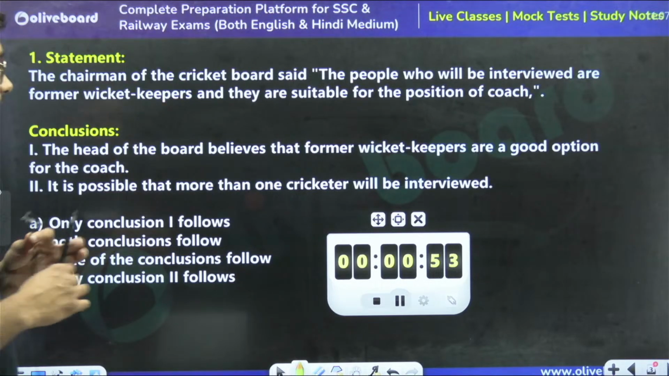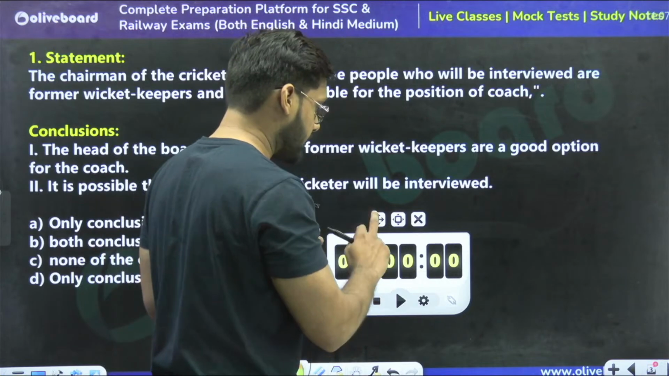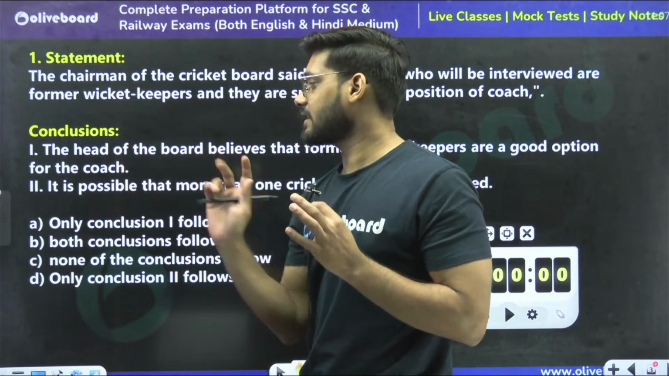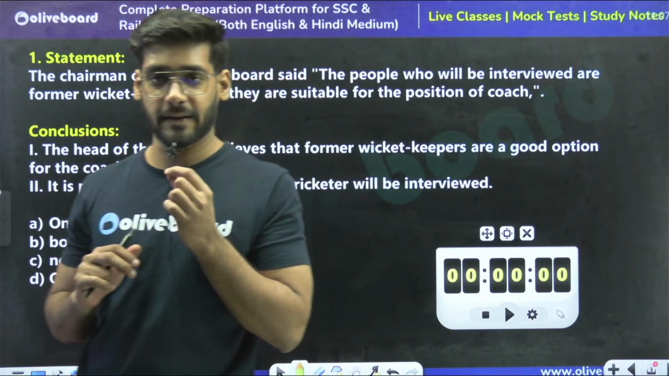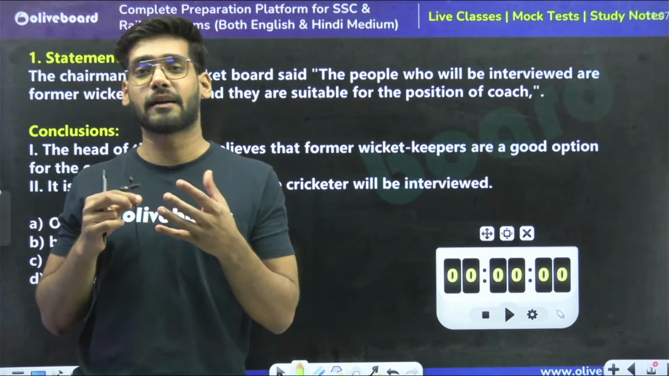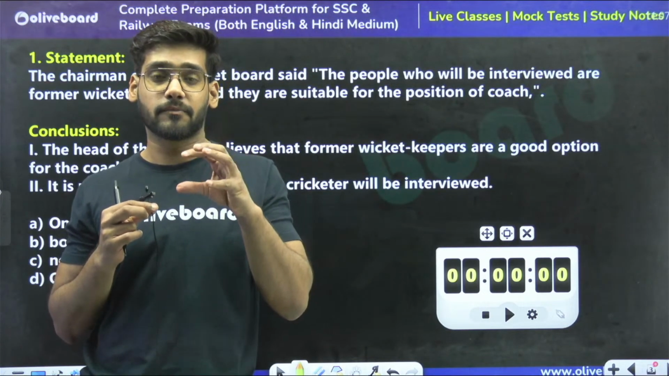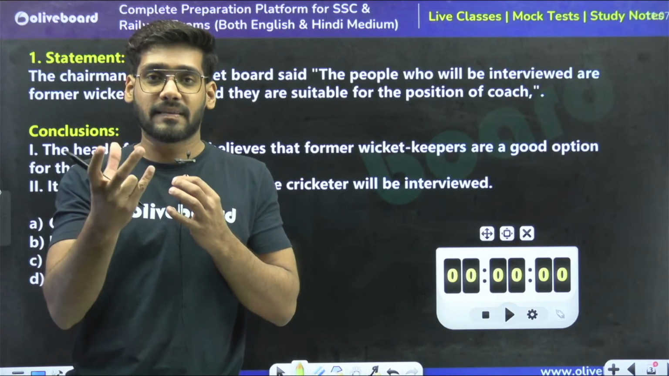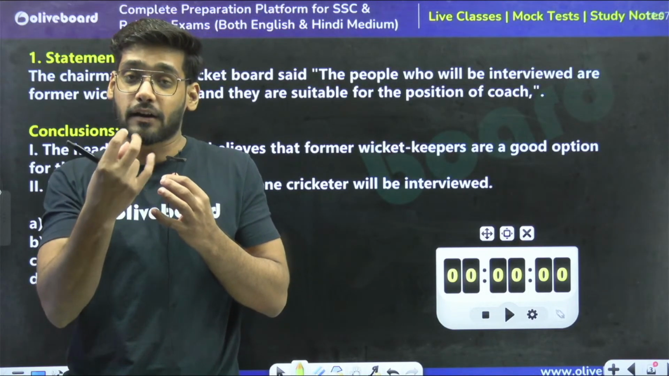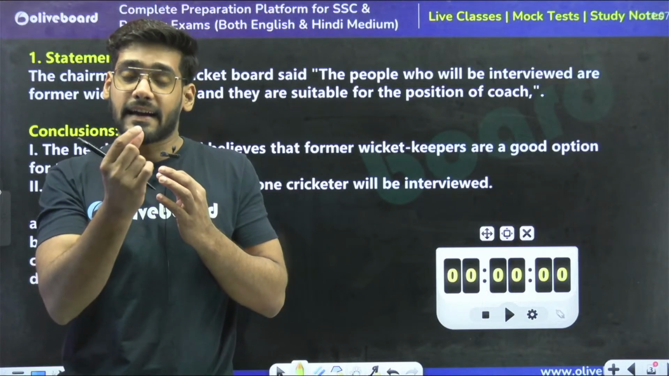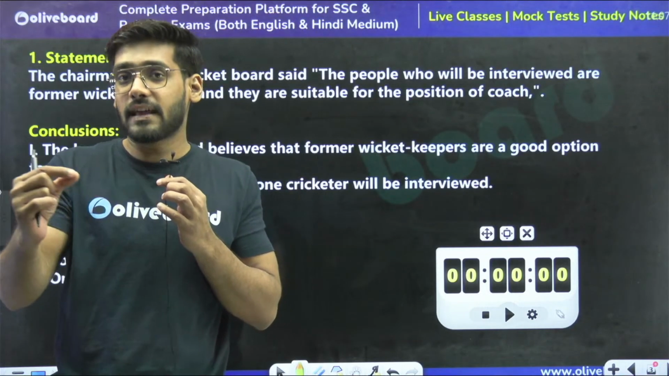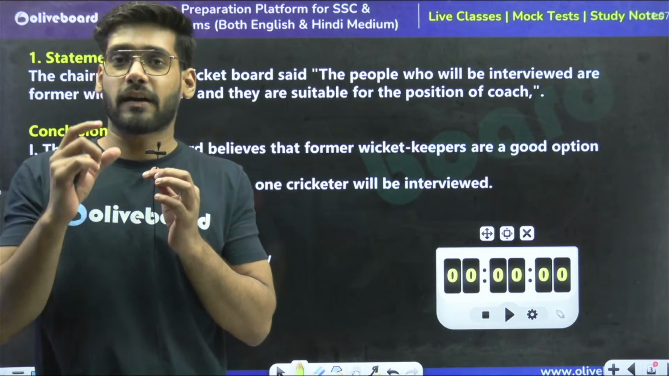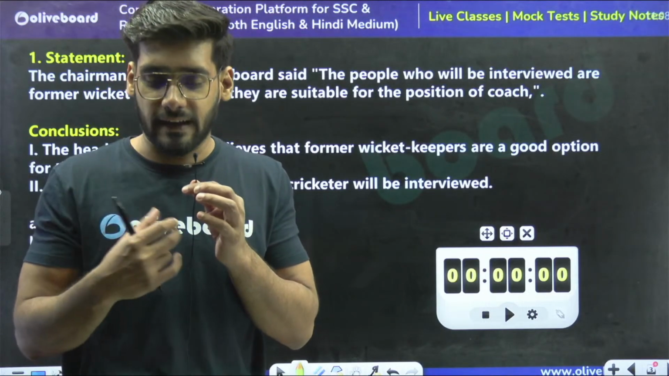Let's see what should be the right answer. First of all, let's understand the statement. This is a question based on statement and conclusion. We need to carefully read the statement and observe what it is trying to convey. There will be some hidden meanings that we have to conclude from the statement, but that conclusion should align with what is said in the statement. So we need to carefully analyze it.